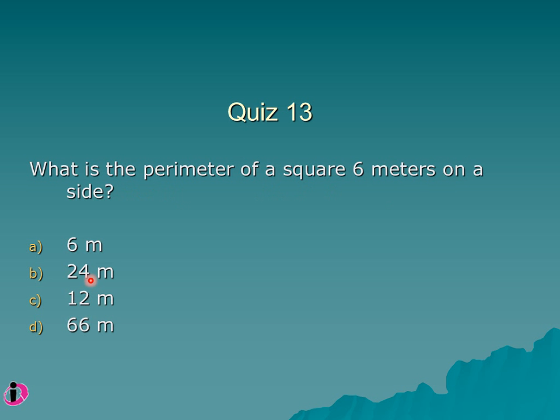What is the perimeter of a square 6 meters on a side? You just multiply 6 by 4, right? Which makes it 24 meter. So right answer is B.